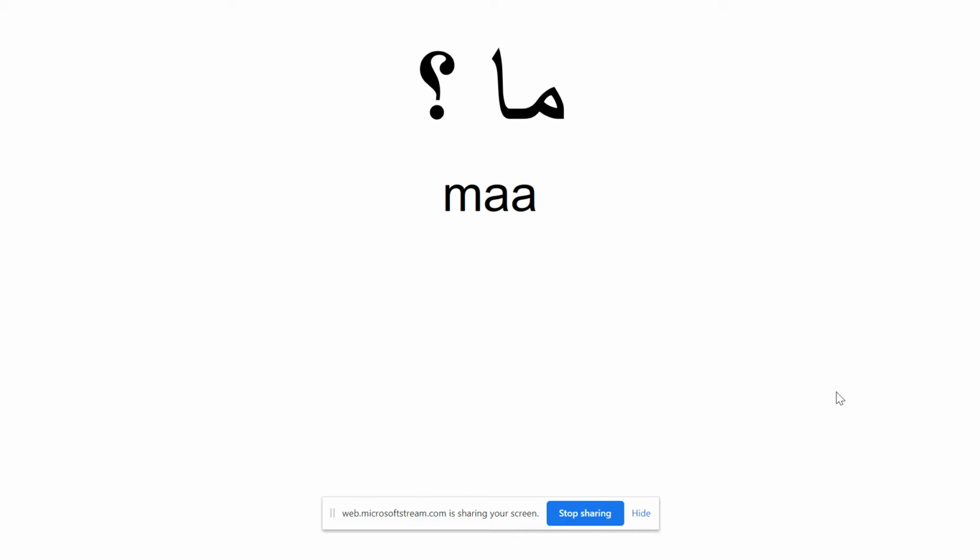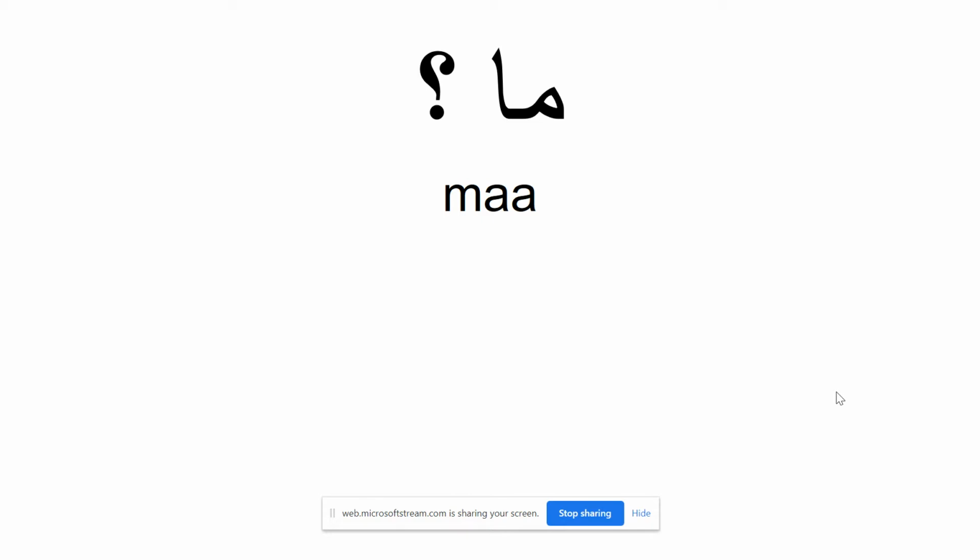You want to ask a question. We have an interrogative particle for the word what, and it's ma. There's actually two of them. One is for use in front of verbs, and one is for use in front of non-verbs. This is for use in front of non-verbs. Ma means what, and we'll use this in front of ism as an example.